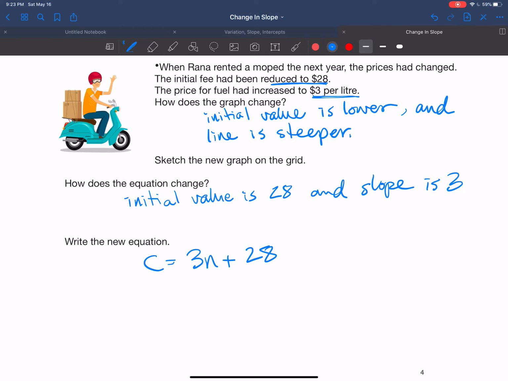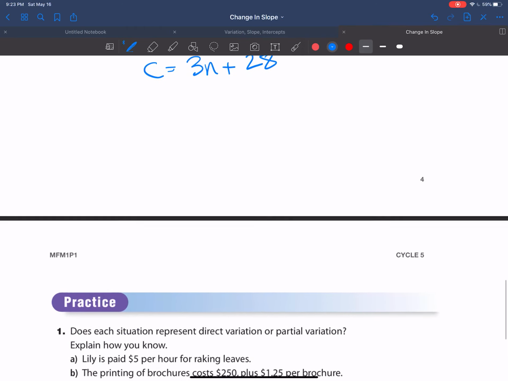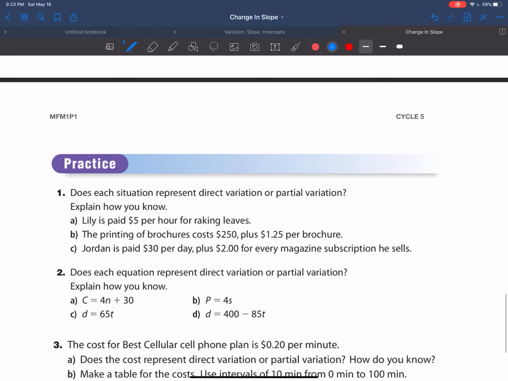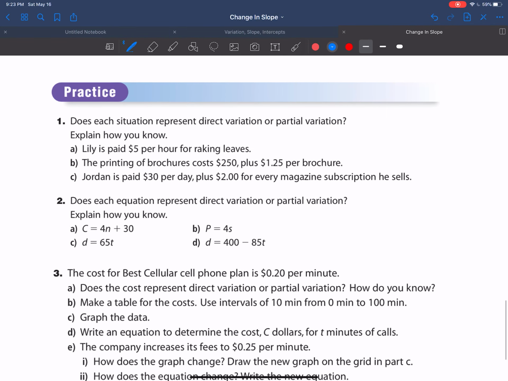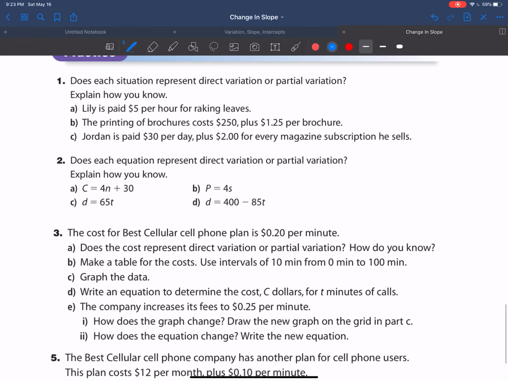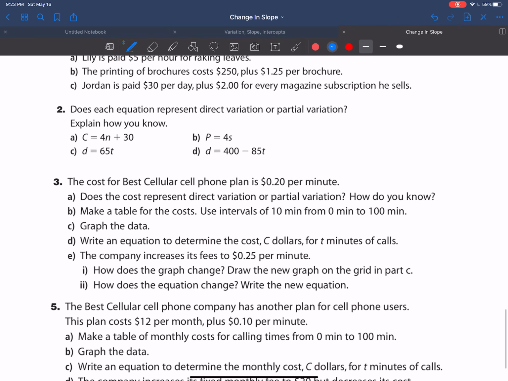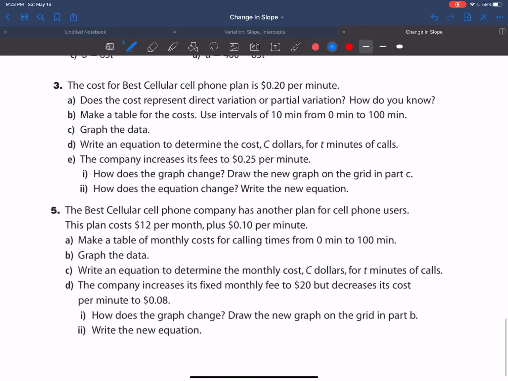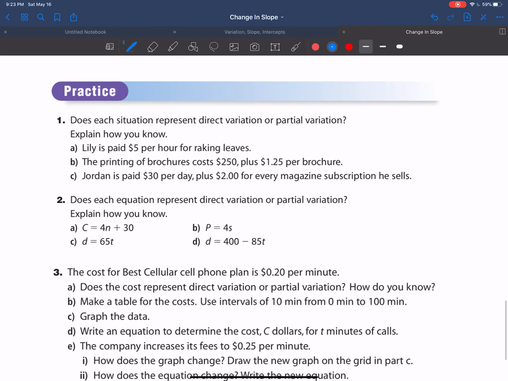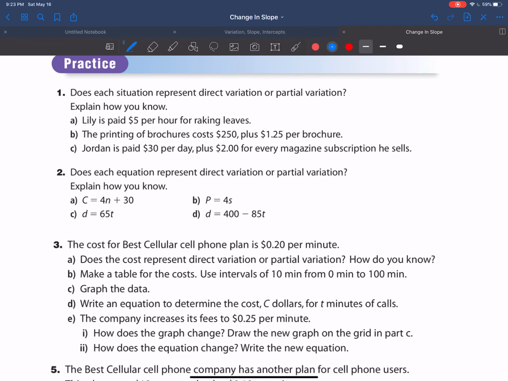Okay, so we looked at direct variation, partial variation, and how an equation would change, how the graph would change if we change the slope in the situation. So I have 4 questions here for you to practice. Please look at them and then look at the assignment for this week.